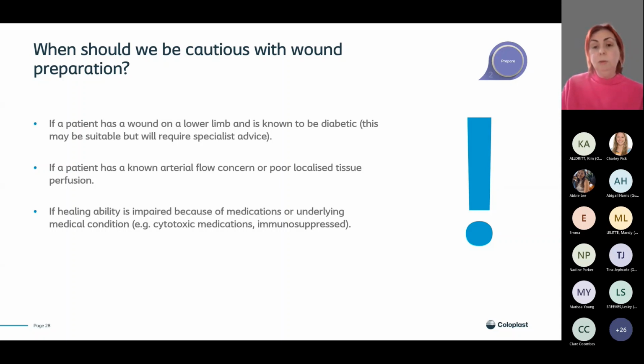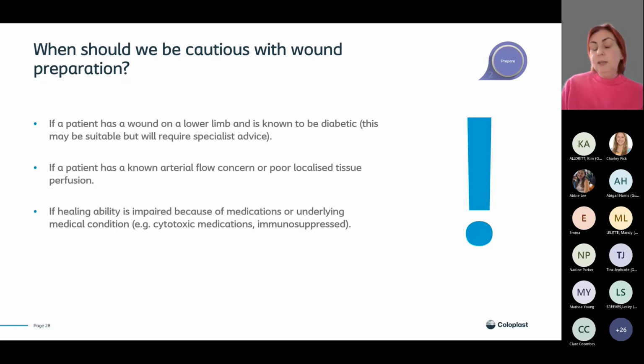The patient may still be suitable for different types of wound preparation, but you may feel it more pertinent to get specialist advice for the patient if you're unsure. If a patient has known arterial compromise on their lower limb, which would mean that there is poor perfusion to the tissues behind that wound, so there isn't enough oxygen and nutrients to facilitate ongoing healing, again, that kind of patient may not be suitable for certain types of wound preparation.